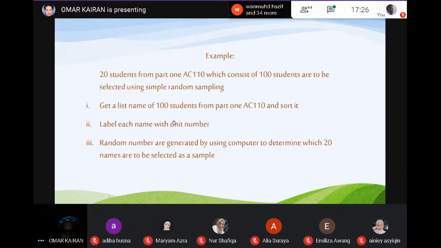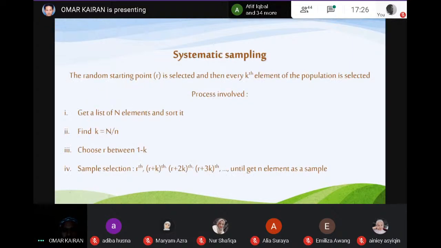Itu namanya simple random sampling. Okay. How about systematic sampling? Ini agak complicated sikit lah nak explain. Sometimes systematic random sampling ni kita tak ada list pun boleh buat. It is not compulsory to have a complete sampling frame.